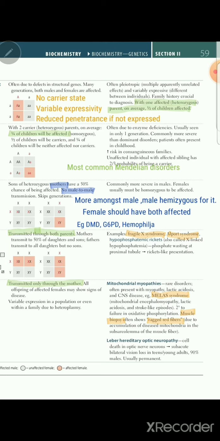Hemophilia should not be confused with von Willebrand disease, an example of autosomal dominant, and G6PD should also not be confused with it. And Duchenne muscular dystrophy shouldn't be confused with Becker muscular dystrophy. These are both X-linked, but they are a bit different, and not to be confused with myotonic dystrophy, that is autosomal dominant, not X-linked recessive.